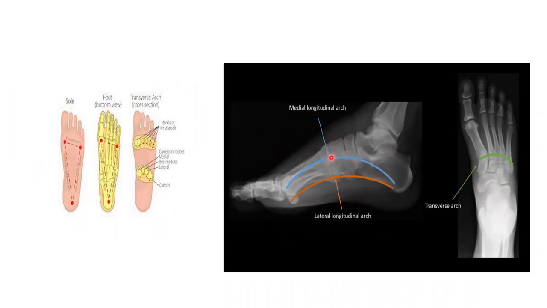Here we have the medial longitudinal arch, through the calcaneus, talus, cuneiforms, and the metatarsals. The lateral longitudinal arch runs through the calcaneus, cuboid, and the fourth and fifth metatarsals. And the transverse arch runs through the cuneiforms, cuboid, and the five metatarsal bases.